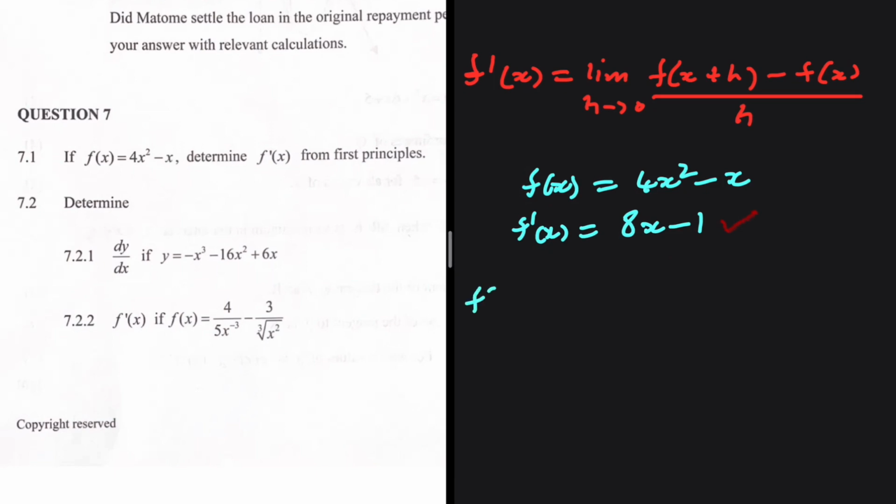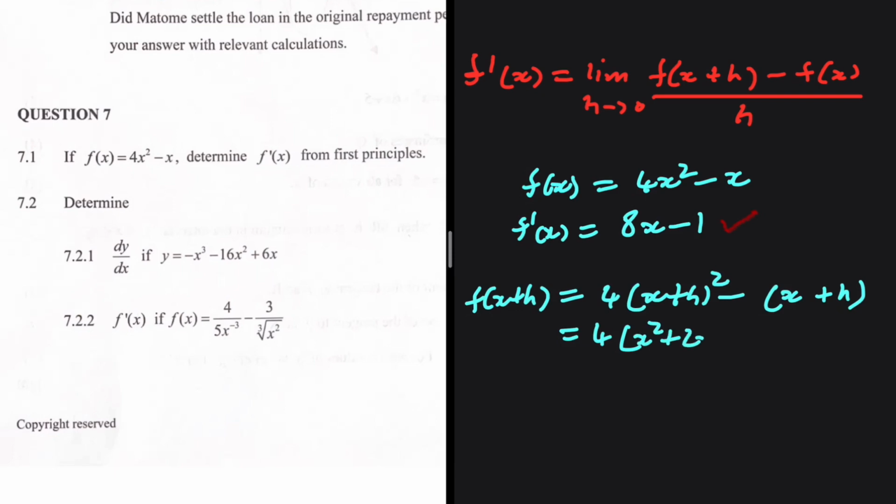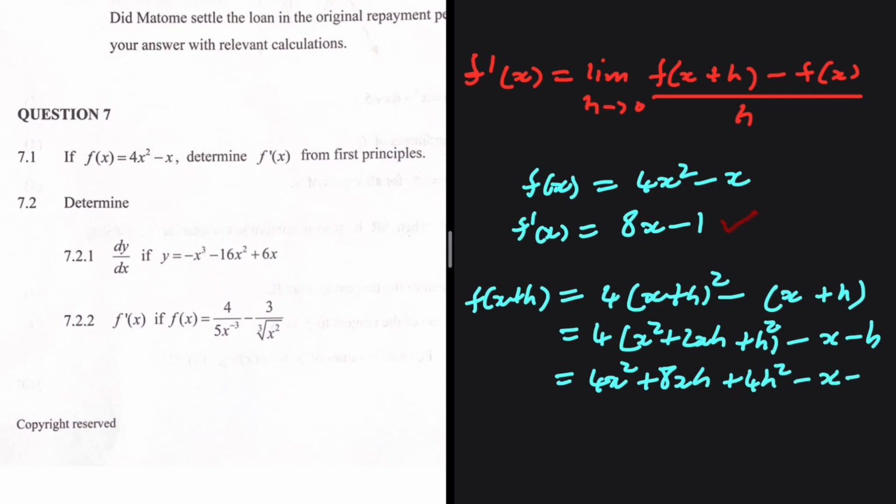First, we're going to compute f of x plus h. We are replacing x with x plus h in our equation f of x. We're going to get 4 multiplied by (x plus h) squared minus (x plus h). If we solve this, we're going to get 4 multiplied by (x plus h) squared, that is x squared plus 2xh plus h squared, minus x minus h. This will be equal to 4x squared plus 8xh plus 4h squared minus x minus h.